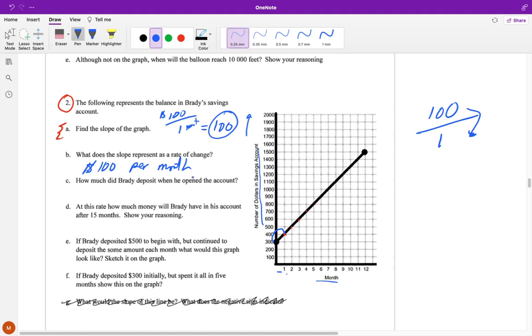How much did Brady deposit when he opened the account? Well, that would be his starting point, right? Because we see that it's counting up and over at the same rate. So this initial starting point is where he started. That's his y-intercept. So he initially put in $300 when he opened up this account. And then from there, you can see he's saving $100 a month by the slope.